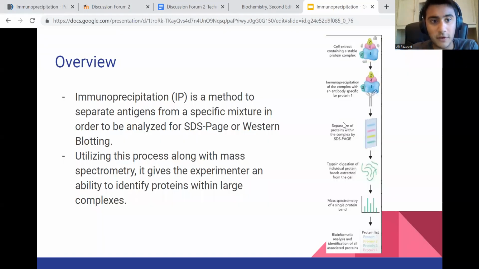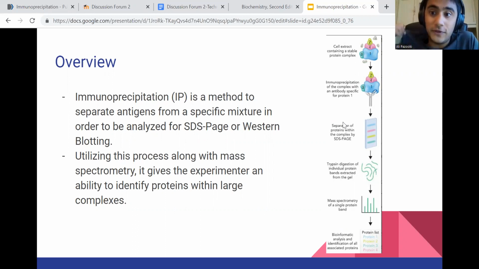So here's a little bit of an overview about immunoprecipitation, or what is referred to as IP. Basically, it tries to separate antigens or other proteins within an antigen-antibody containing group and isolate them in order to analyze them using mass spectrometry or SDS-PAGE to get more information on size and particle interactions.